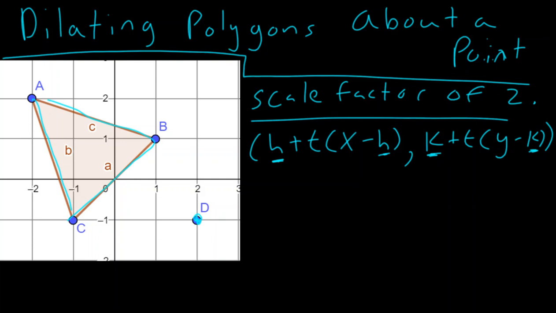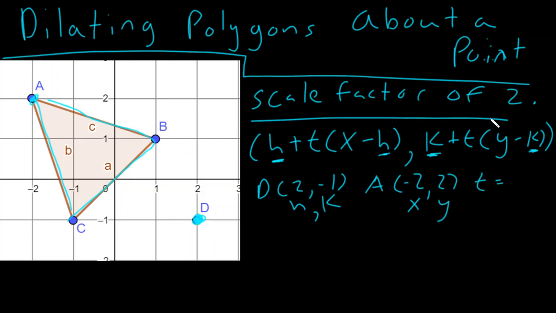Okay, so as we move into this, we should probably label some things. We see that our point that we are dilating about is point D, and point D is at 2, negative 1. Well, of course, the point that we dilate about will be h, k. We're going to start off with A. So this is kind of the tricky part about this. You're going to have to dilate about multiple points. And so let's say, okay, well, here's point A, and point A is clearly at negative 2, 2. That'll be our x and our y. And our t value, our scale factor, must be a value of 2.